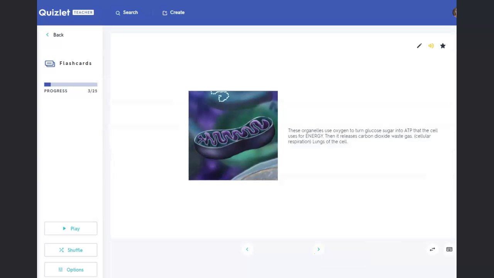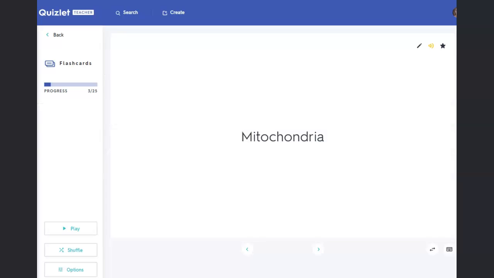Mitochondria. These organelles use oxygen to turn glucose sugar into ATP that the cell uses for energy. Then it releases carbon dioxide waste gas, lungs of the cell.